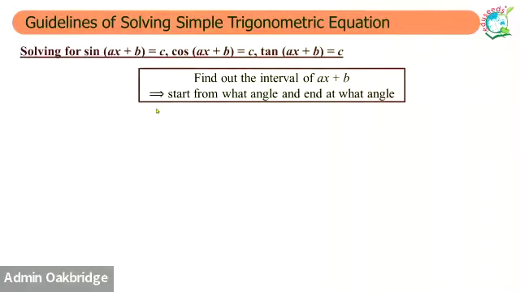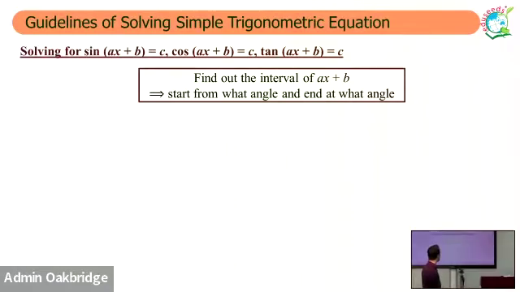Okay. So what's so special about this equation here? You see the bracket? The things inside the bracket is no longer x, but we have ax plus b. We have coefficient of x and a constant. So for this kind of equation, you need to do some extra step. You need to find out the interval of ax plus b, start from what angle and end at what angle. So this is very important.